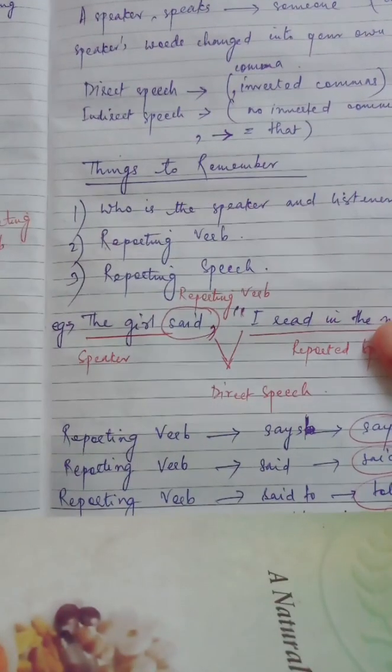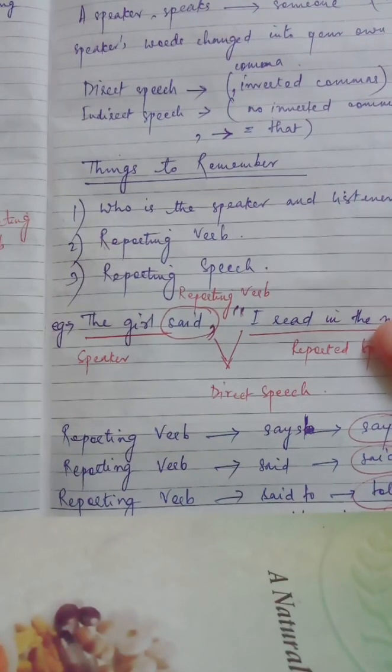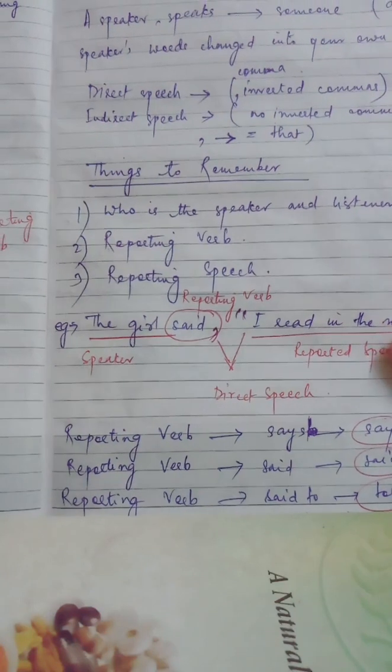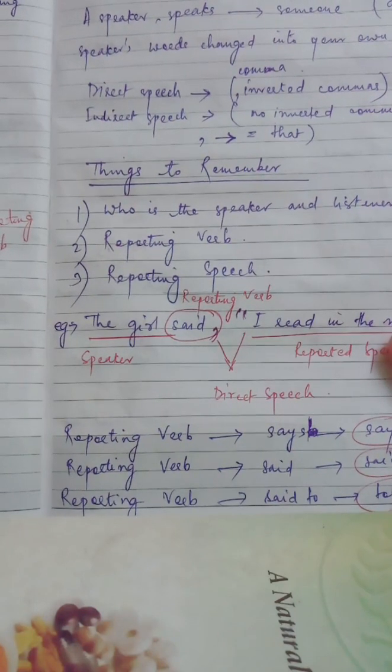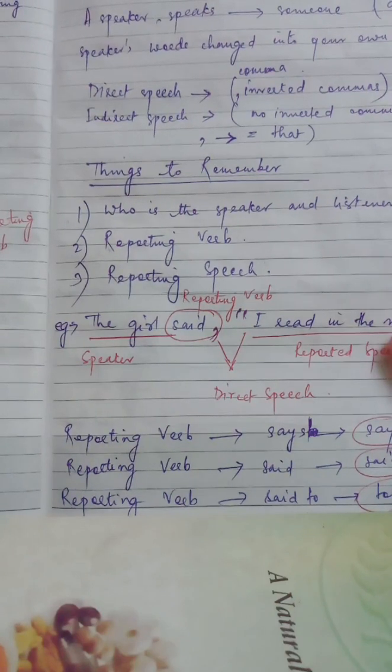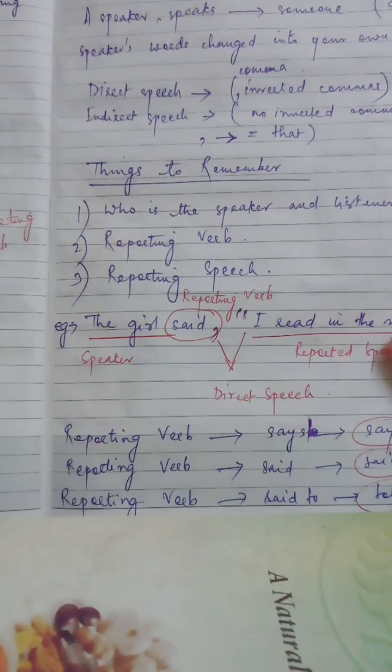Hello students, so today's topic is direct and indirect speech. Now this topic you all are quite familiar with, but again we'll be doing this, and before doing that we will understand what is direct speech and what is indirect speech. A direct speech is where a speaker speaks, and it is always presented in inverted commas.